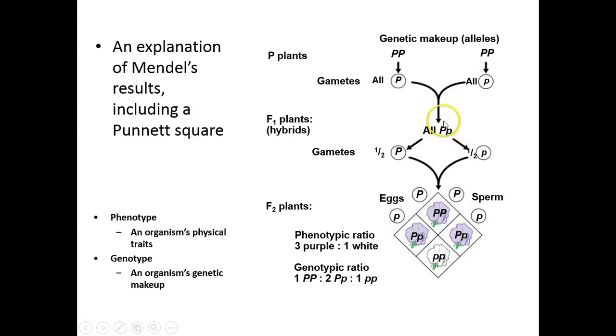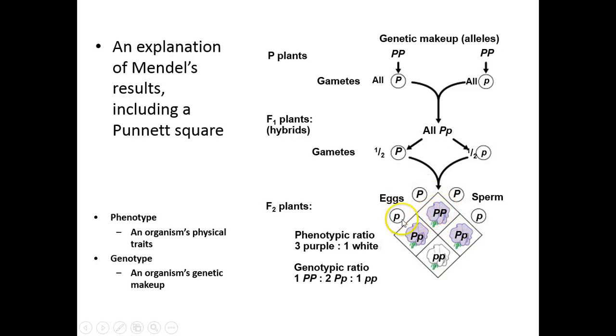That means that the F1 generation can make 2 types of gametes, either a big P gamete or a little p gamete. And to look at the possible offspring that those F1s could make, you could draw out a Punnett square. It's also known as a contingency diagram. It illustrates the possible combinations of offspring. So if you could have a big P sperm mate with a big P egg, you would have an individual that would be big P, and it would end up being purple.